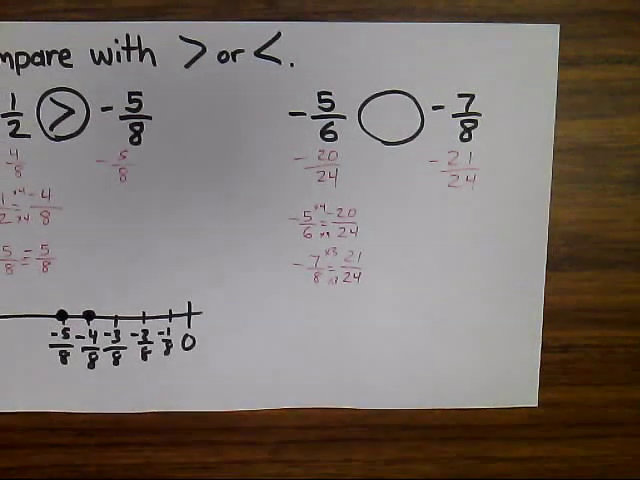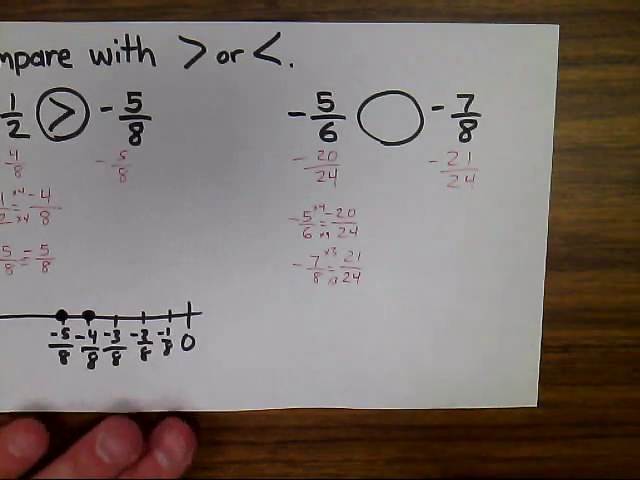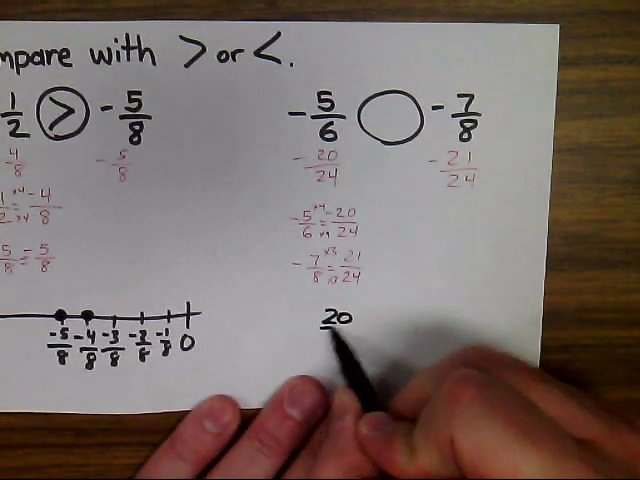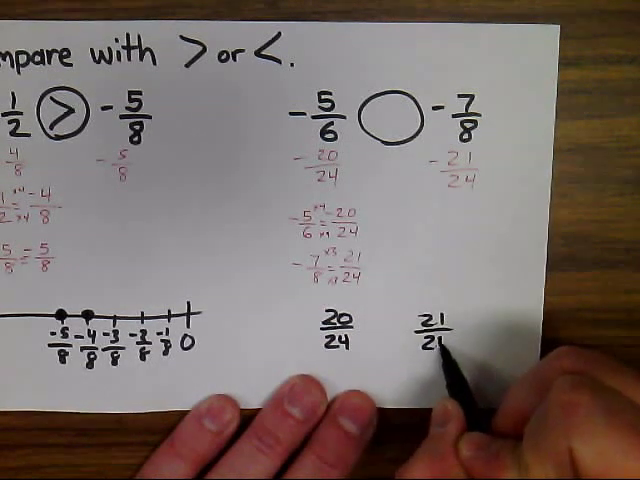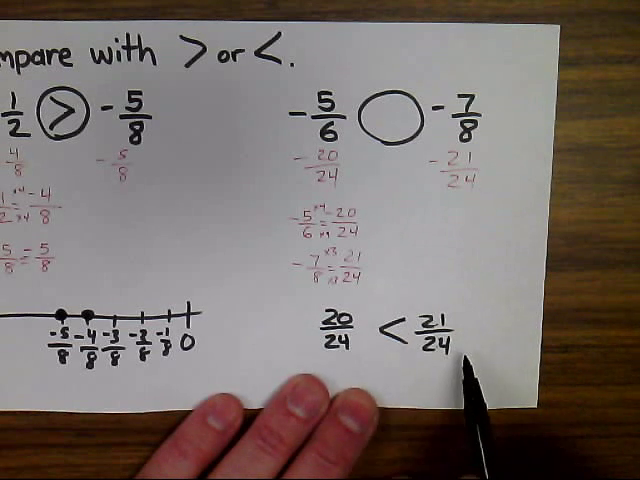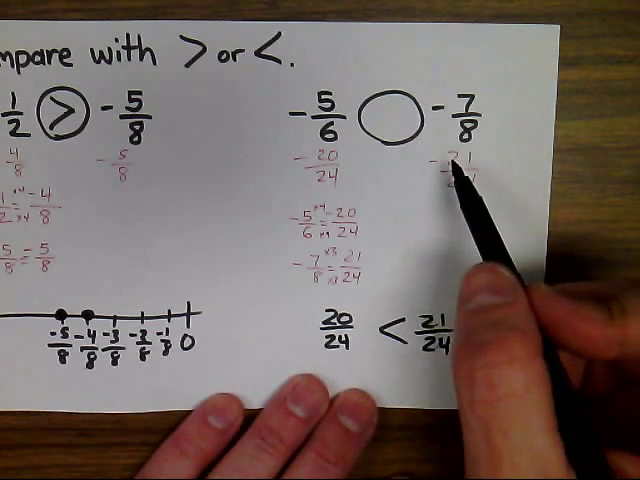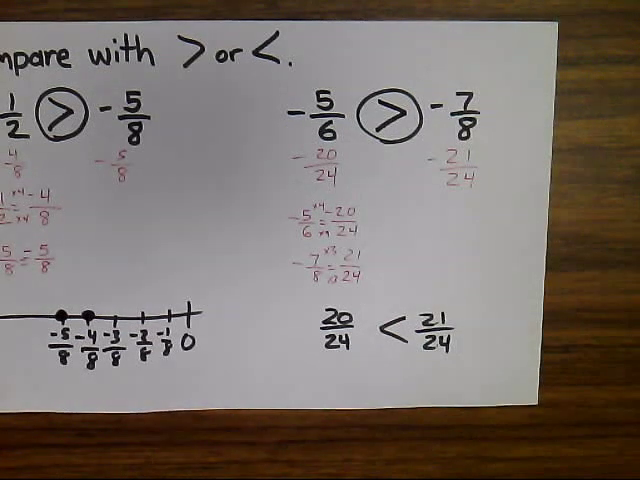Now this is a scenario where maybe rather than making that big long number line, I'm going to use some logical reasoning. If I was comparing 20 over 24 as a positive number compared to 21 over 24, we clearly would know 20 over 24 is less than 21 over 24. Since we're dealing with negatives, we're just going to flip that sign. And we know that just from some logical reasoning, that means that negative 5/6 is greater than negative 7/8.